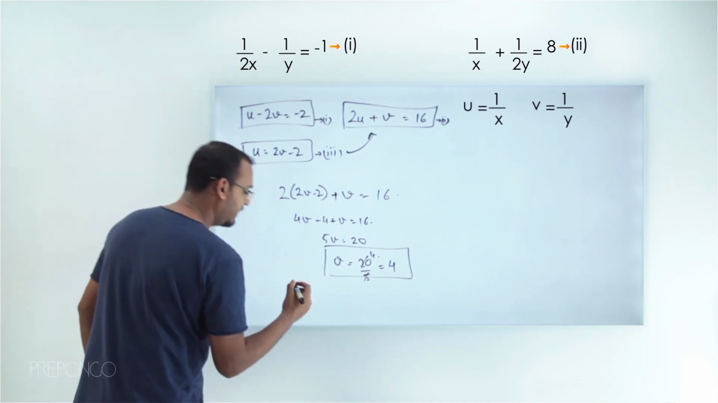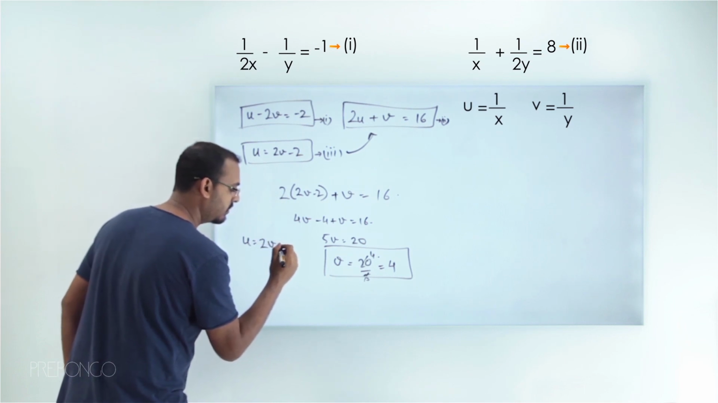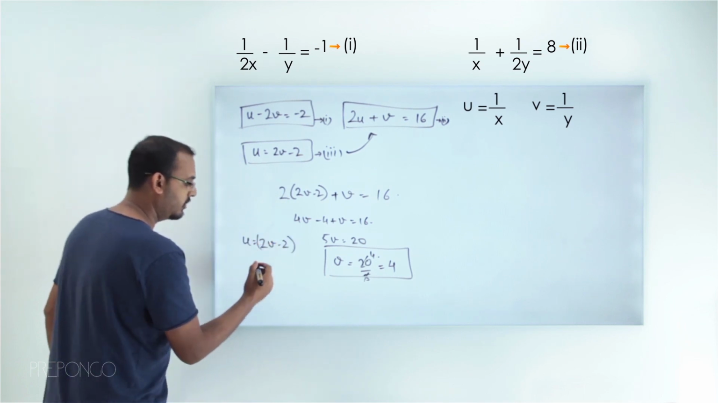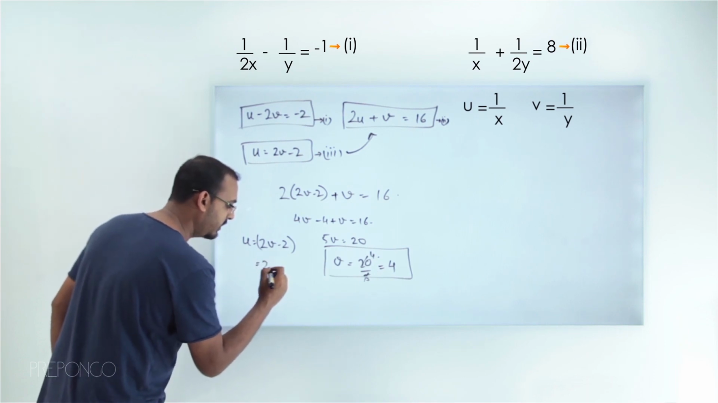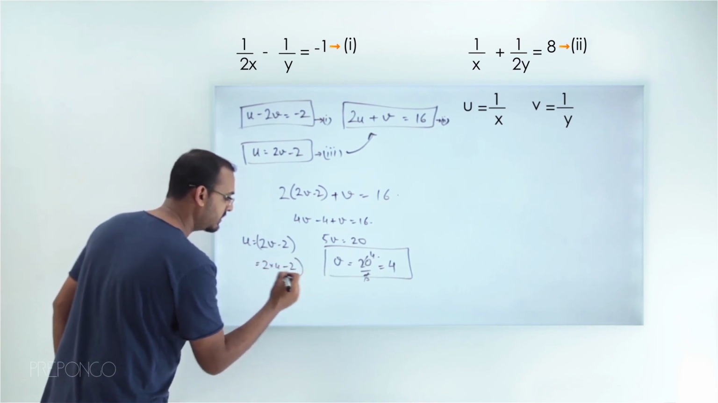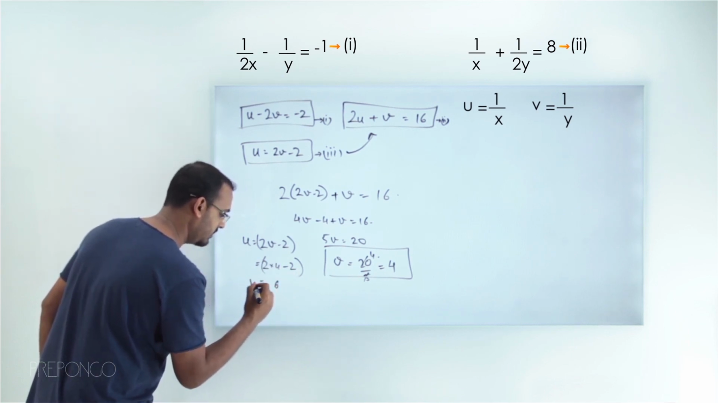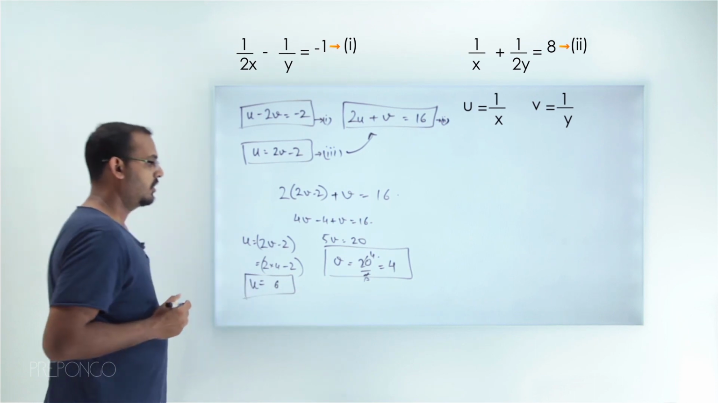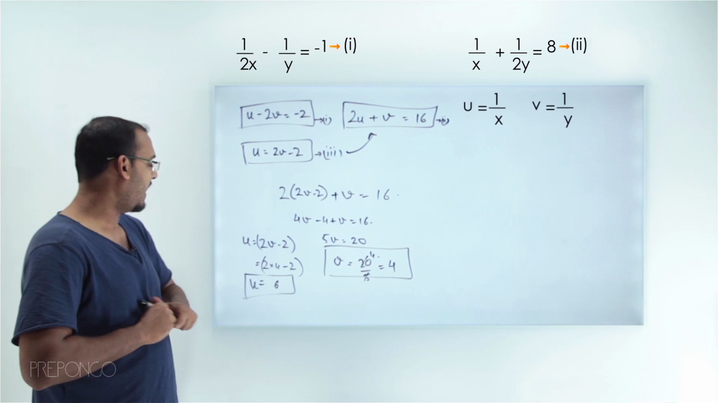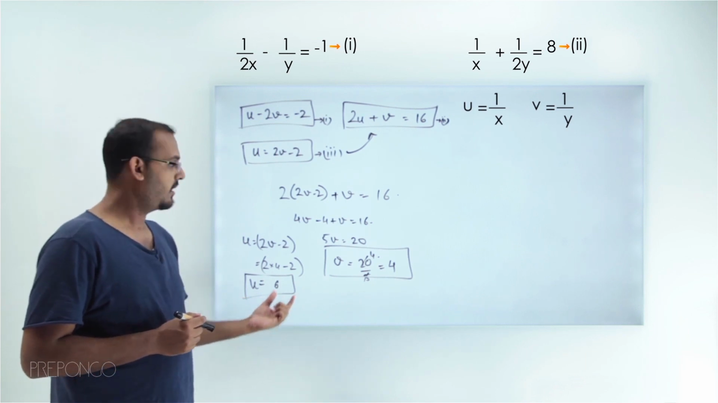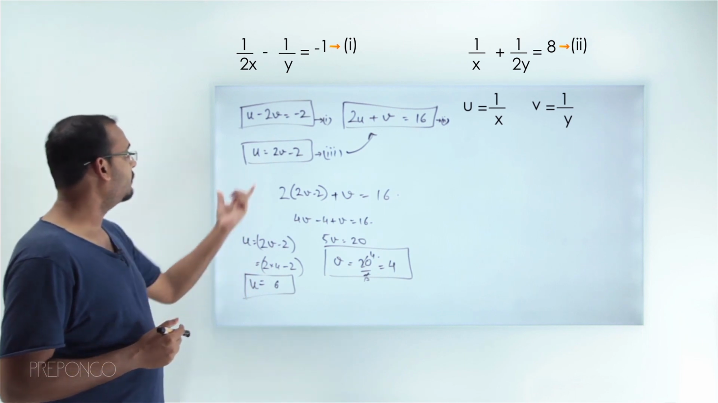So u is equal to 2v minus 2, right? So if I put the value of v, which is 4, in this equation, I get 2 into 4 minus 2, which is 8 minus 2, which gives me 6. So now on solving these pair of linear equations, we have figured out that the value of variable u is 6 and the value of variable v is 4. So we have found the values of u and v.